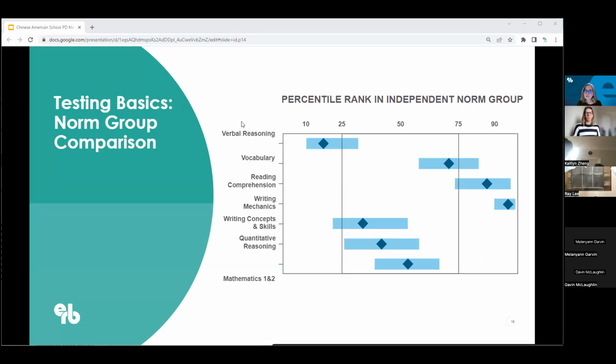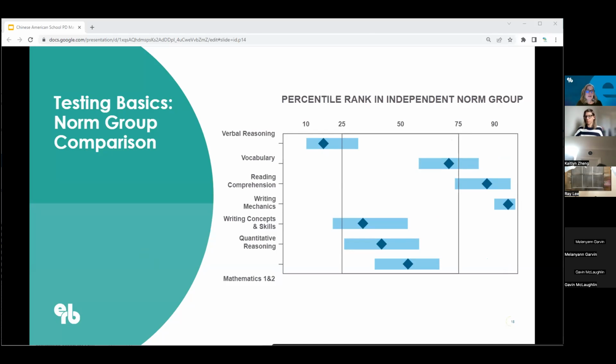Same student, but looking now at the independent norm group. You can see that verbal reasoning shifted to the left. Again, the student still knows the same amount of information. It's just relative to the students in that particular group that you're comparing them against.